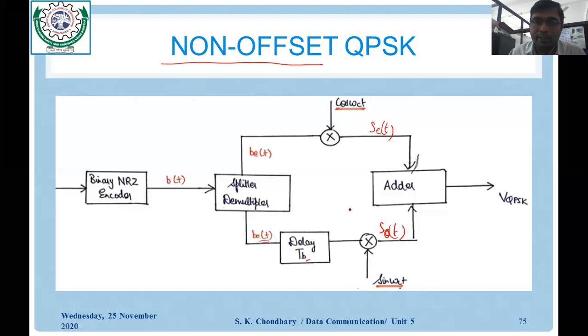That is called the non-offset type QPSK. Just take the screenshot only. It is not required to go into much detail on this as per our syllabus. Now the main point that we have to discuss is the receiving of the QPSK, the QPSK receiver. How to detect the QPSK.